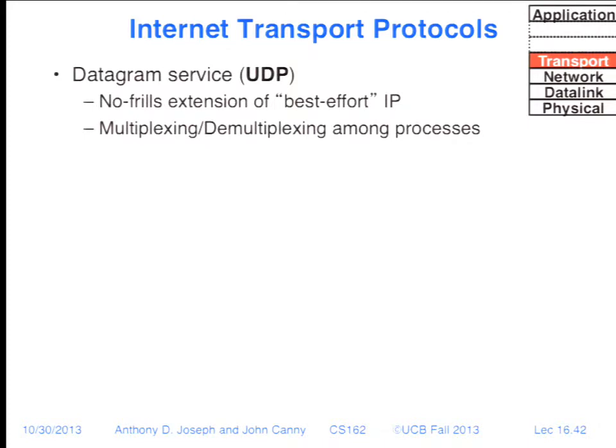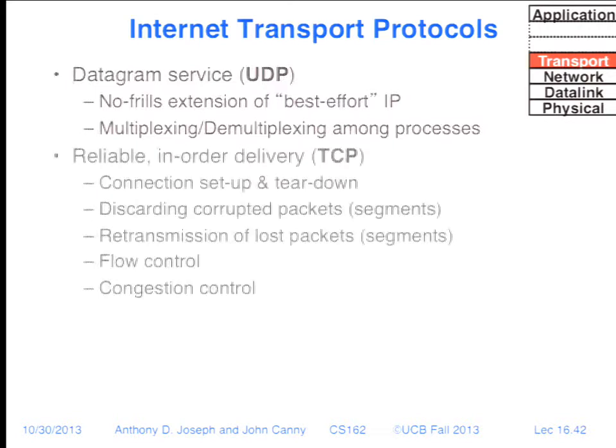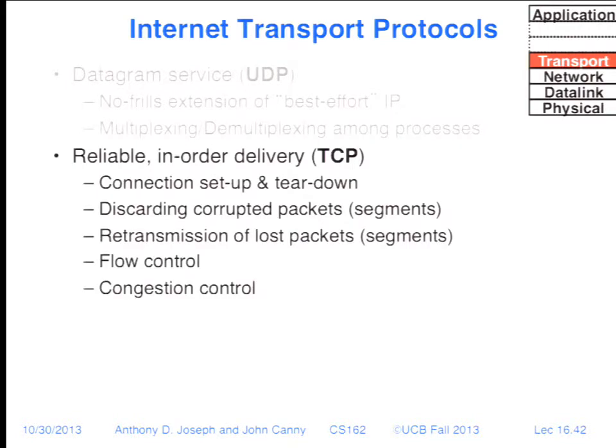So UDP is the one workhorse of the internet. It's the simplest protocol for packet communication, and it's similar to IP. It's just a best effort protocol. You send a packet and hope for the best. There's no ordering. There's no reliability guarantee.